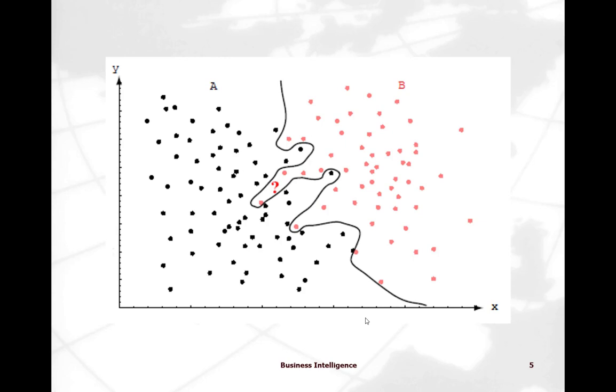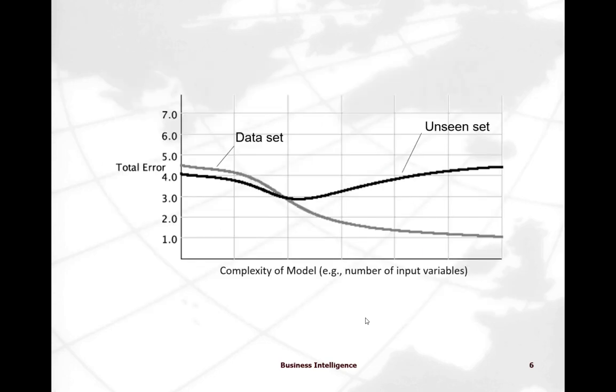So we have two data sets here. We have a training set, we have secret data. Let's say it's a validation set or unseen set. Unseen set is a black line. The training set is a red line. Or maybe a gray. And this x-axis indicates the complexity of the model.